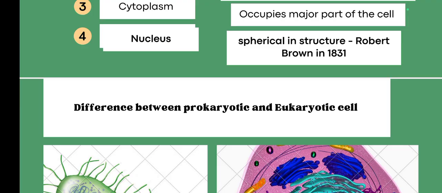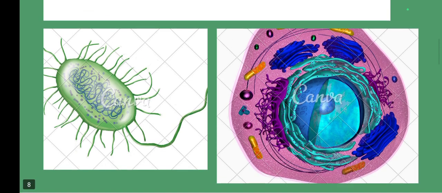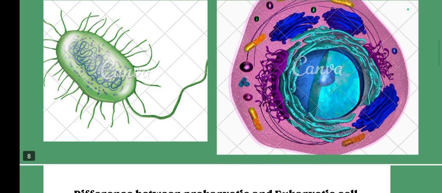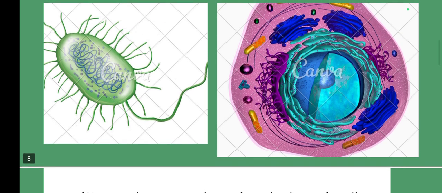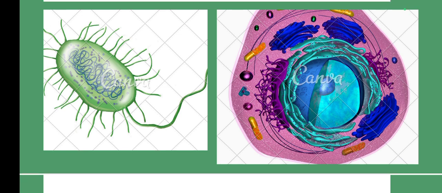So now let us move to the difference between prokaryotic and eukaryotic cells. As you can see here, this is an animal cell, and towards your left side is the bacterium. Now, the difference between a prokaryotic and a eukaryotic cell: a prokaryote is an organism with a primitive nucleus, without a true nucleus, that means those cells lack the nuclear membrane, whereas in eukaryotes, the cell has a well-defined nucleus with a nuclear membrane, which is called a true nucleus.